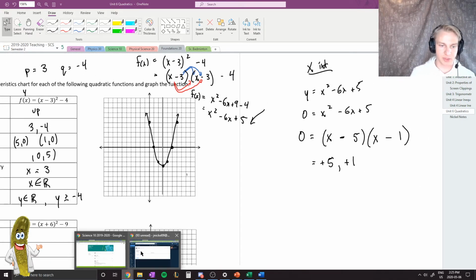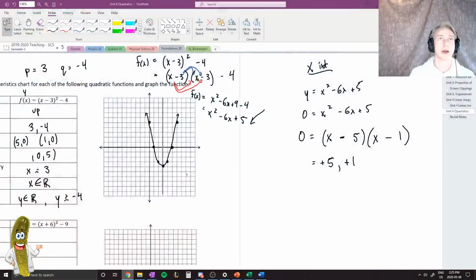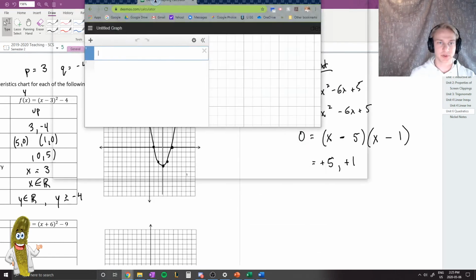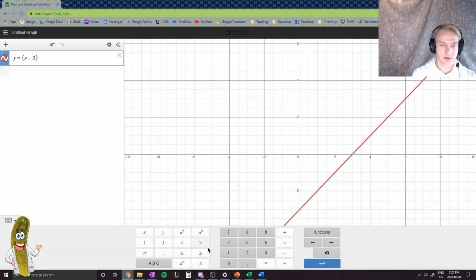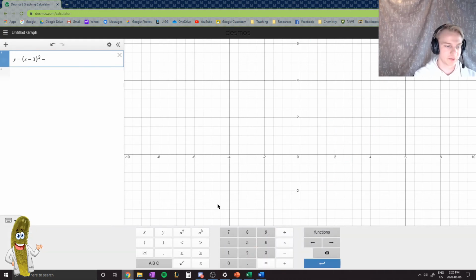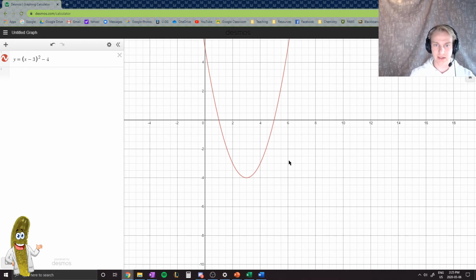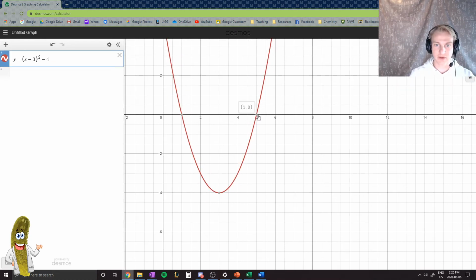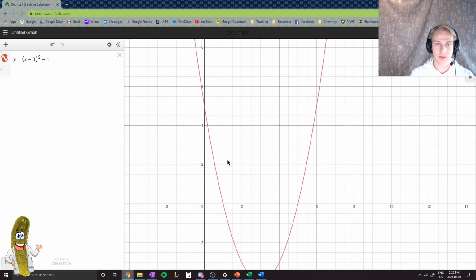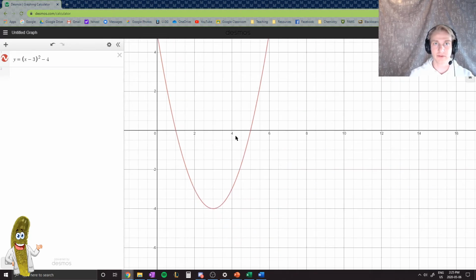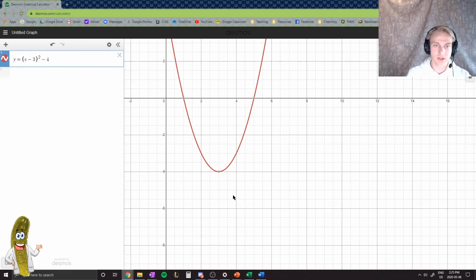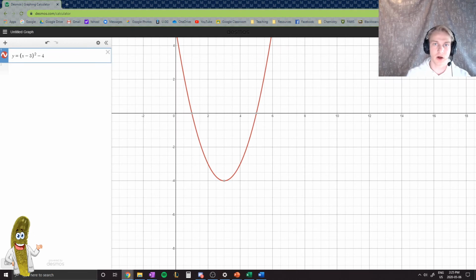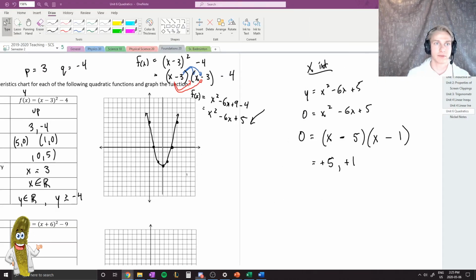The last thing that I would probably do if I was working through this question myself is confirm that that is what the graph looks like in Desmos. So y is equal to bracket x minus 3 bracket squared minus 4. And that looks exactly like what we drew. We have the same intercepts. We have an intercept of 5, 0, 1, 0. We have an intercept of 0, 5. And our vertex is 3, -4. So we know that all of those values were correct and accurate, and we knew that we have drawn our graph correctly.